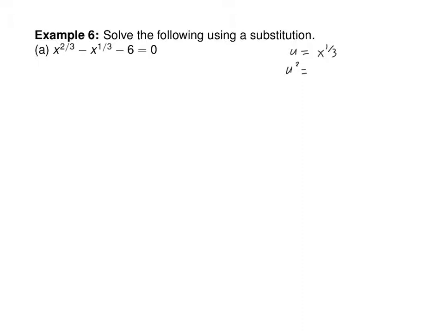And then u squared is x to the 1/3 squared, and what happens to those powers? They multiply, right? What's 2 times 1/3? 2/3. So that thing's replaced by u squared. This thing is replaced by u, and the 6 just stays. The idea of substitution comes up in calculus, but it's in a different context, not like with these equations. So does that factor? Yeah, u minus 3, u plus 2, right?